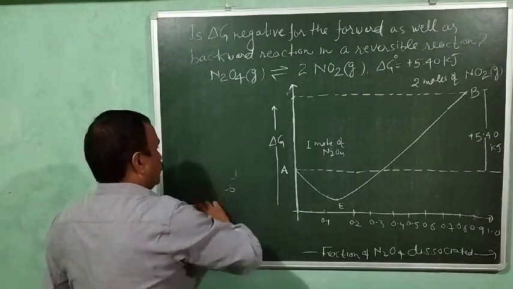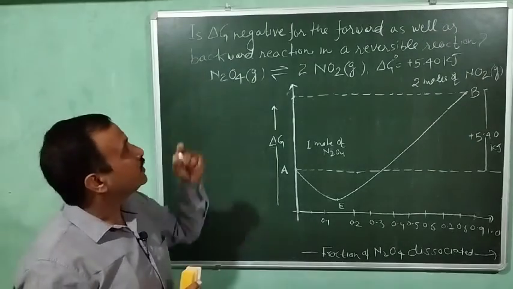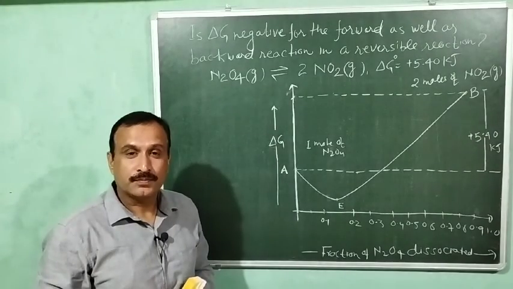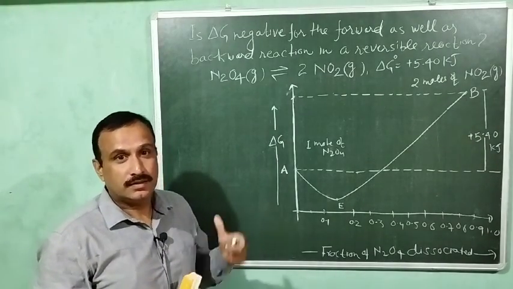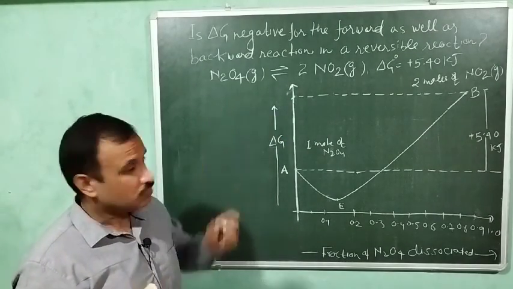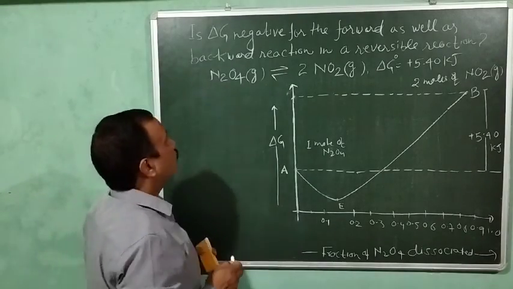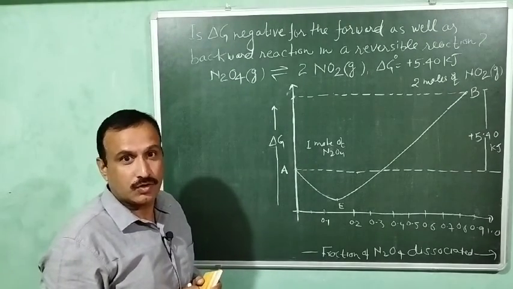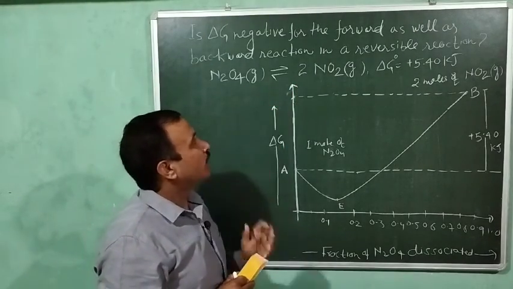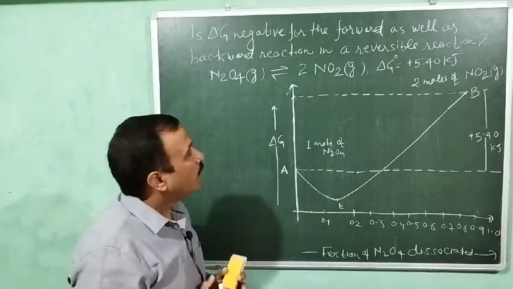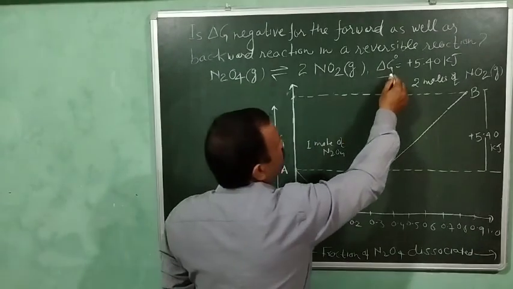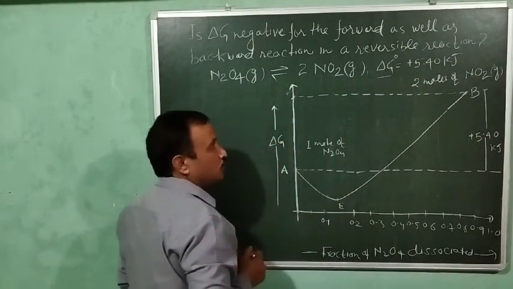Okay, so I am coming back to the question, that is, is delta G negative for the forward as well as backward reaction in a reversible reaction? And I will explain this question with the help of this chemical reaction which is written over here. So in this reaction 1 mole of N2O4, that is dinitrogen tetroxide or nitrogen tetroxide, is converting into 2 moles of nitrogen dioxide, that is NO2, and the delta G naught, that is the standard state free energy change for this reaction, is equal to plus 5.40 kilojoules.